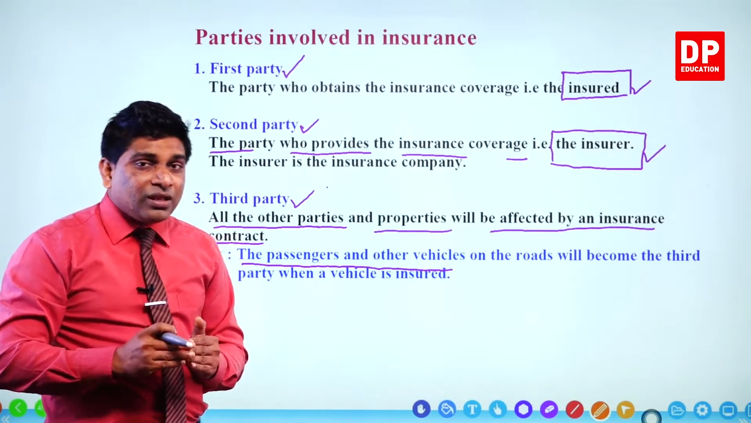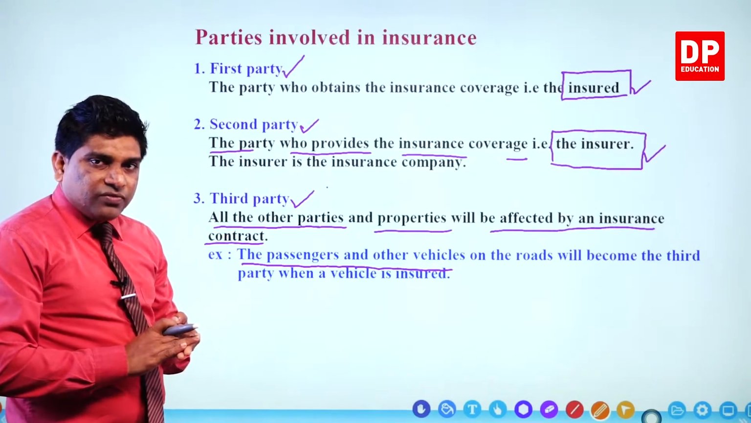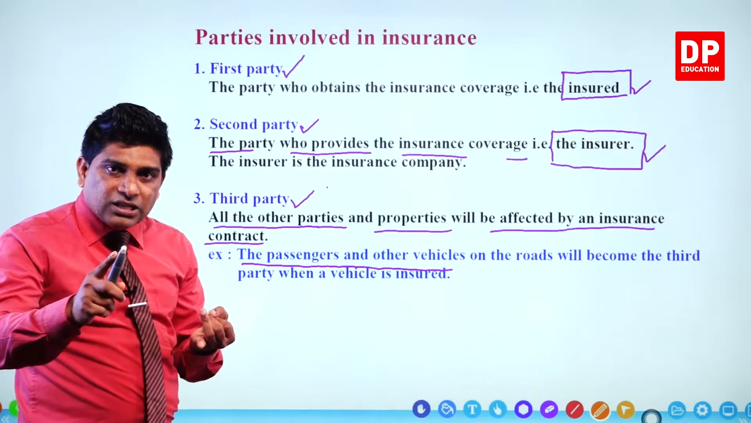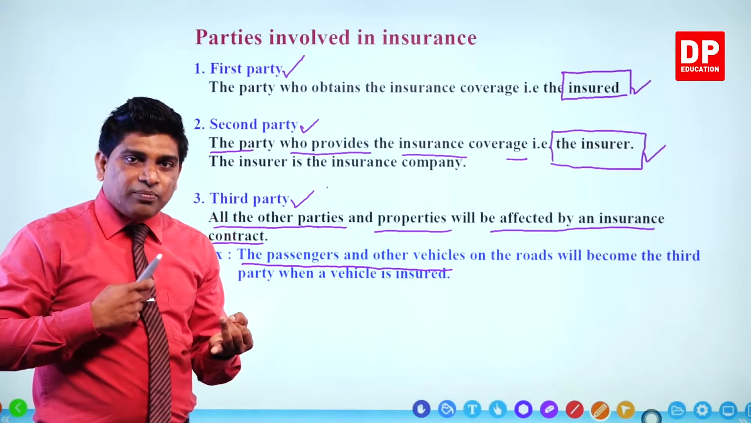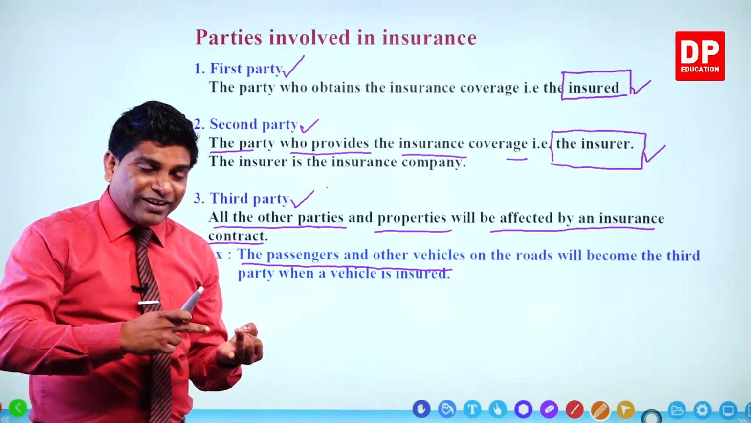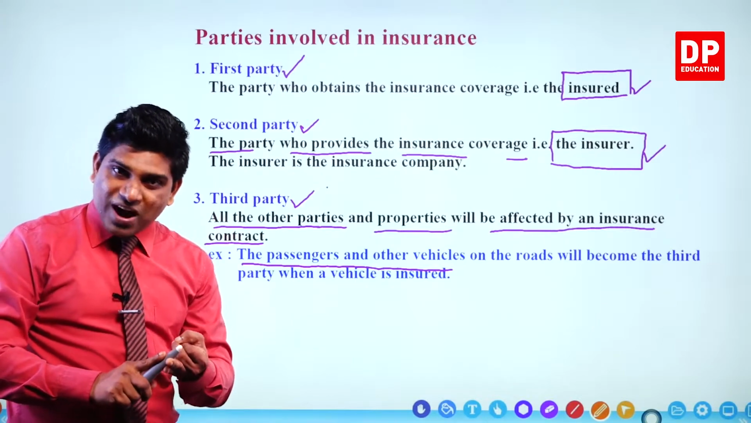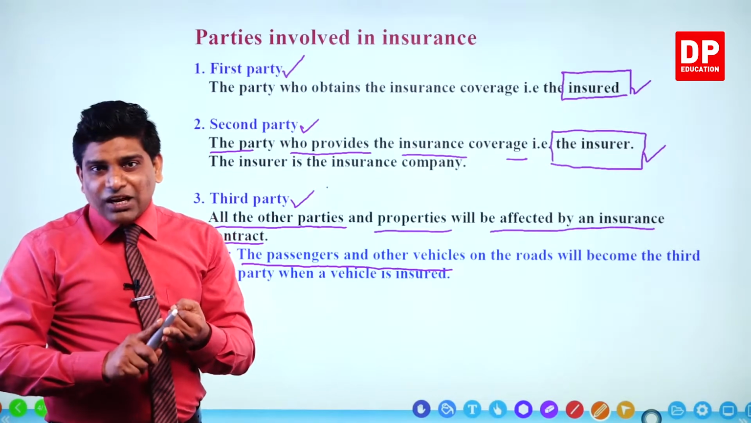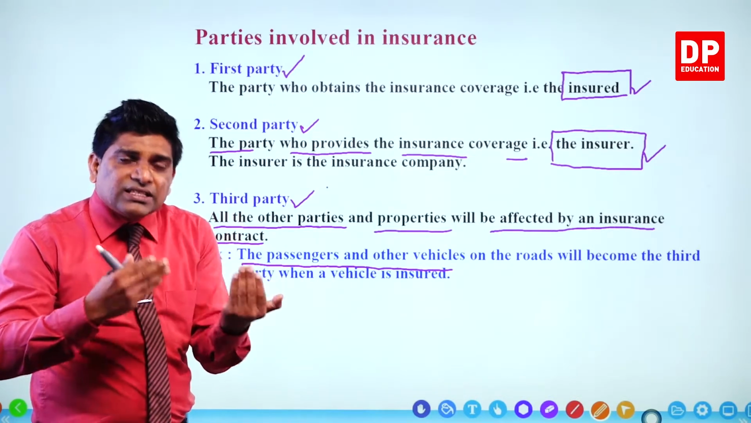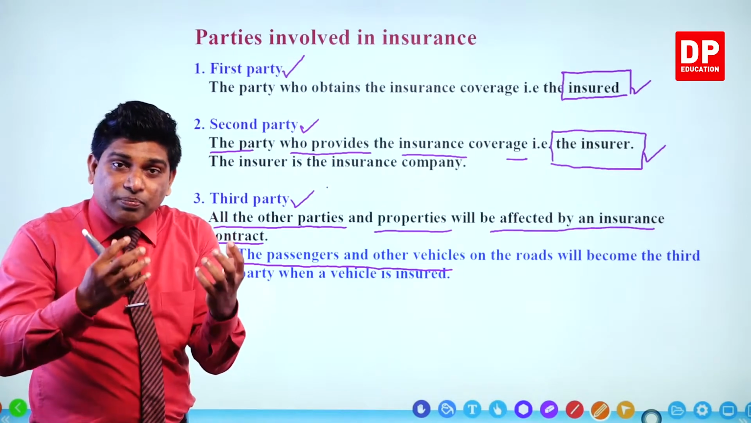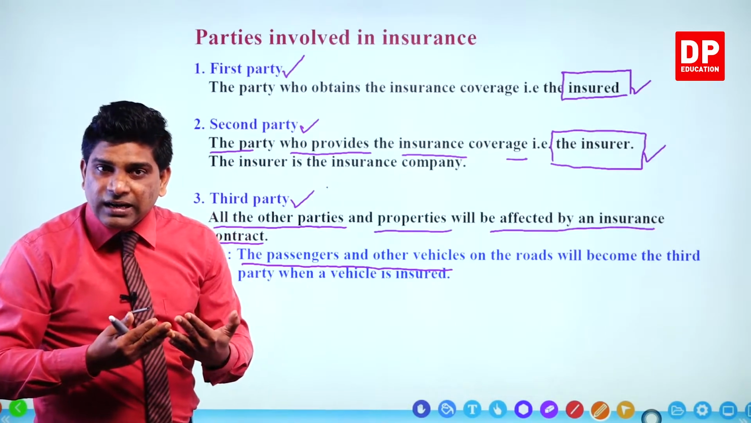Now remember, look here. There are three main parties regarding the insurance policy. What are they? First party. The first party is the person who gets the insurance policy, the insured. According to my example, Kamal is the first party. The second one is the second party. Who is the second party? The one who offers the insurance policy. Every time, the insurance company is the second party. The insurance company offers and provides insurance policies. It is the second party.